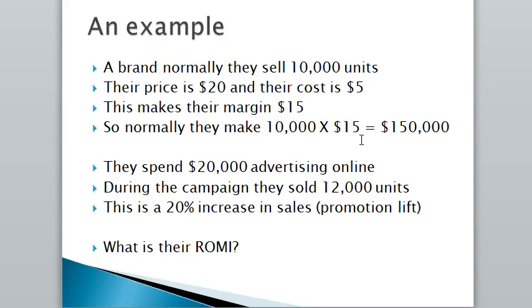They go to a particular month and put $20,000 into online advertising. As a result, they sell more, which is fantastic. It's a 20% increase, so they've gone up 2,000 unit sales. This is just units, so not profit at this stage. They've generated a 20% increase, or promotional lift, in their sales. So we've got to work out, did they make more money and how effective was this?